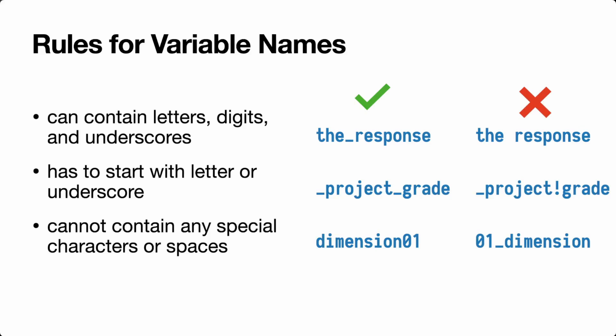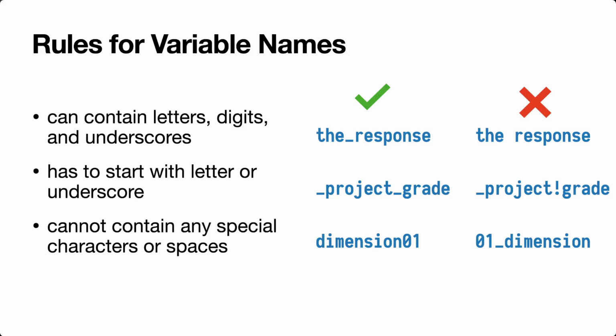So over here on the right, I have some examples of good variable names. I should say legal variable names. So the green check, and then illegal variable names that violate the rules of the C++ language. You'll notice under the green check column, I have underscore response, underscore project, underscore grade, dimension01. These are all legal variable names. Name, and response without an underscore, all valid legal variable names.